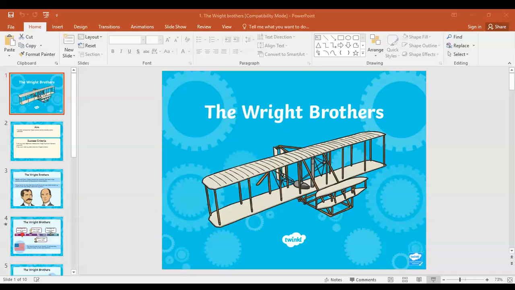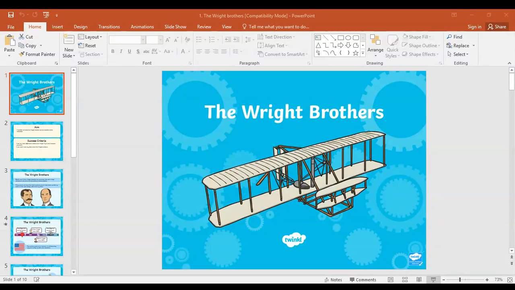Hello. So this is our design technology on the Wright booklet. If you were on the Zoom this morning, I was explaining that we're doing our collaging of the DT and our artists that we do at the beginning of each session. So the aim of this is to find out about the Wright brothers and the invention of the aeroplane.